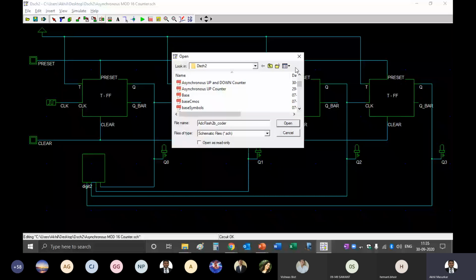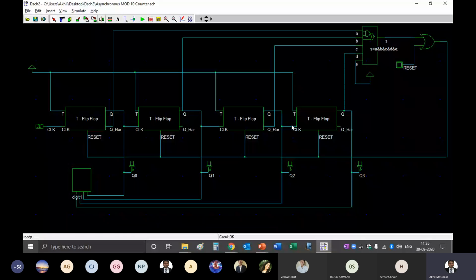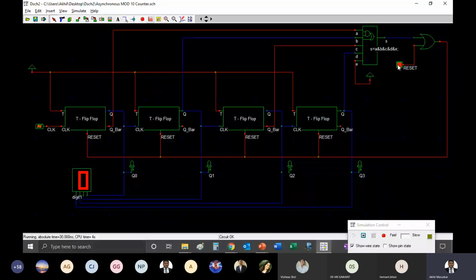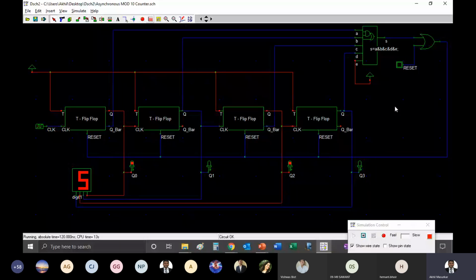So we have a synchronous mod 10 counter. So again you reset, it becomes 0 and the counter starts counting. Let's see whether it counts from 0 to 9 and then resets to 0 again. Yes, it has reset to 0.